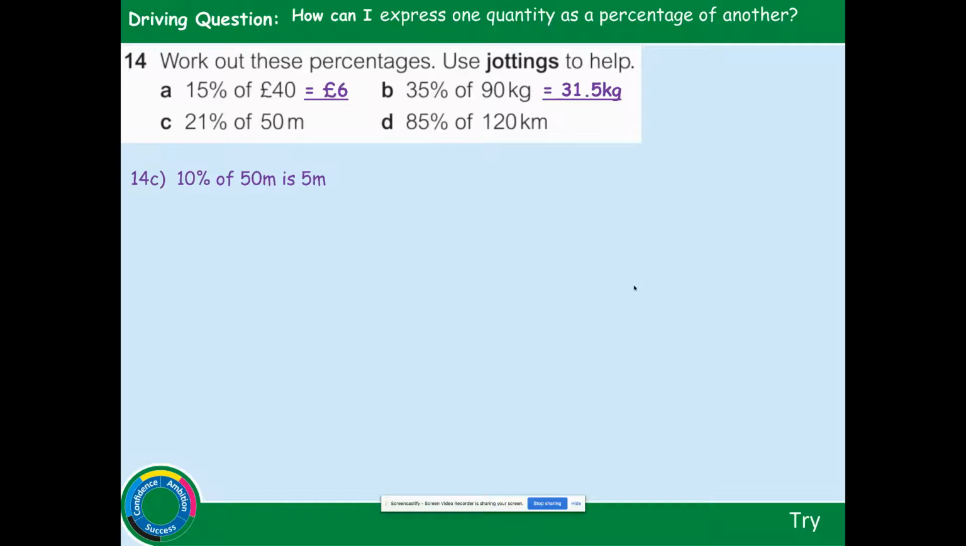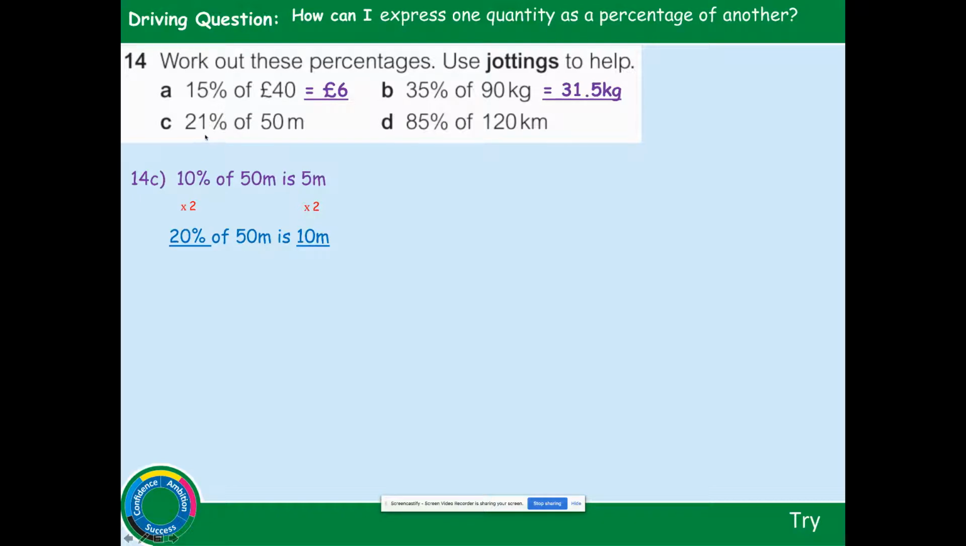C. 10% of 50 is 5. Okay. 10 divided by 10, 1 0, one place, so the 5 moves over into the ones. I want 20, so I'm going to multiply this by 2. 10 times 2 is 20, so 5 times 2 is 10. So I've got my 20%.